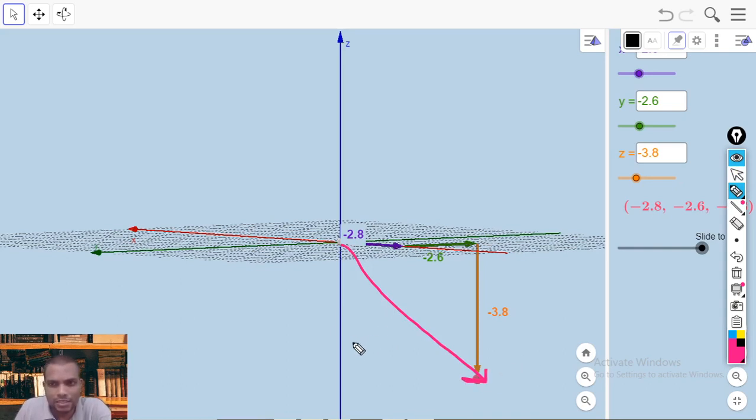How do we write the expression? Just by using the standard expression, ax i cap plus ay j cap plus az k cap. So this is a useful method to locate an object in three dimensions. Suppose you want to locate a satellite, or an aeroplane, or any point on the earth, then these kinds of coordinate systems are very, very necessary.